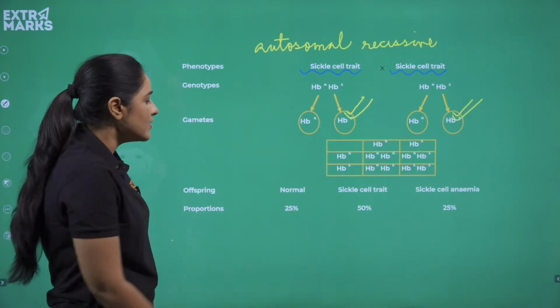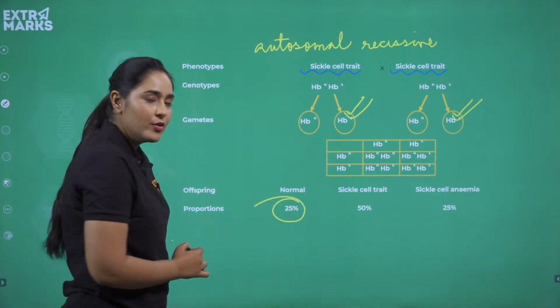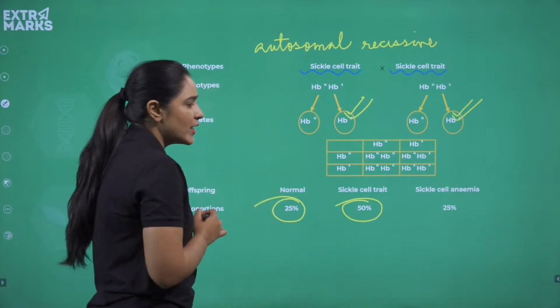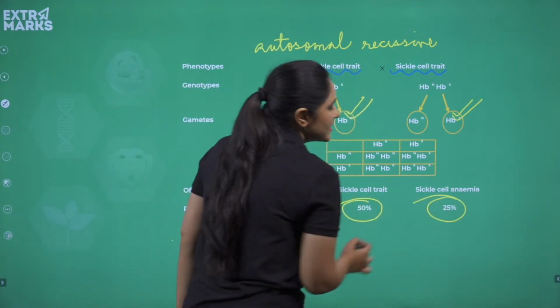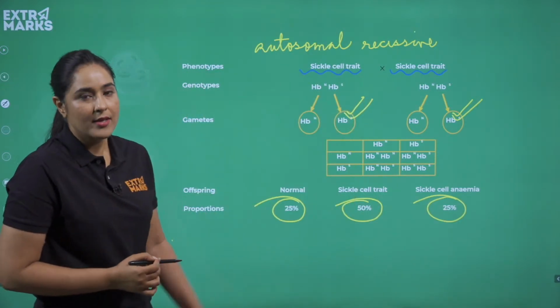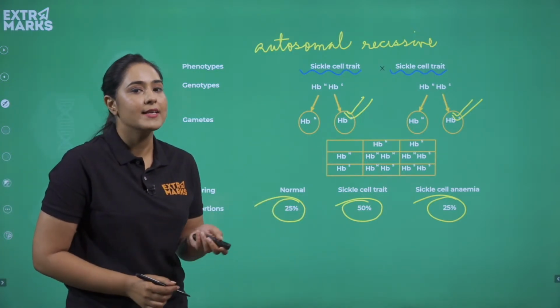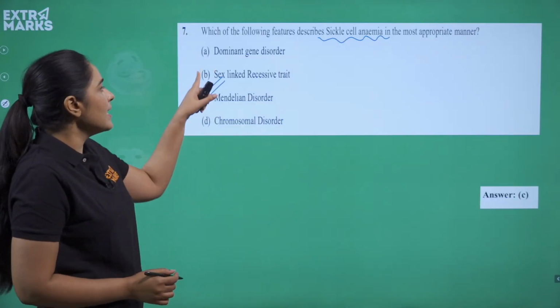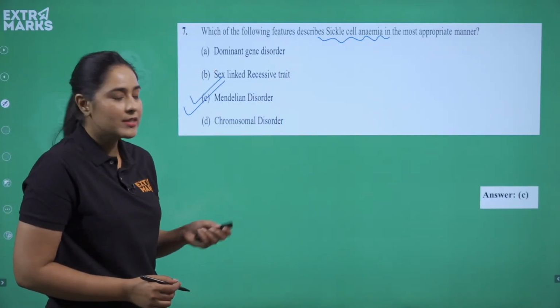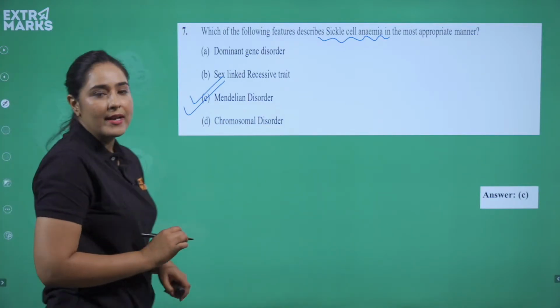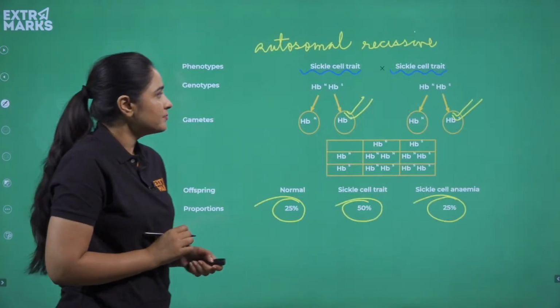We are having 25% of the offspring, they are normal. 50% are having this trait, and 25% are having this disease. So this is an autosomal recessive kind of disease, which we are calling sickle cell anemia. So A, B options, they are also incorrect. We are having this Mendelian disorder, as it is following the Mendelian laws of inheritance.